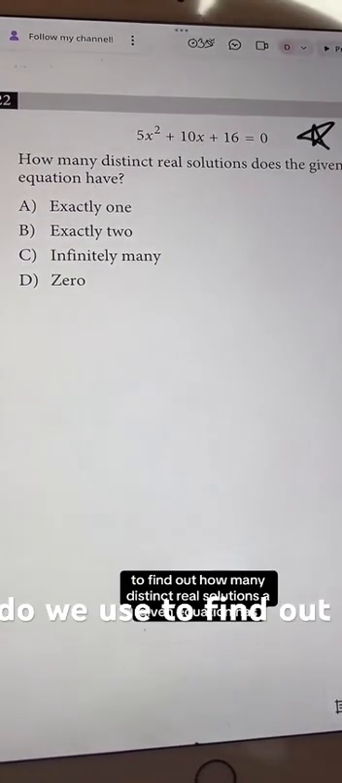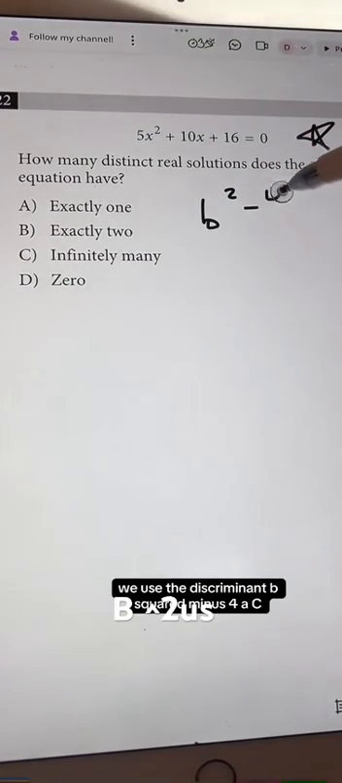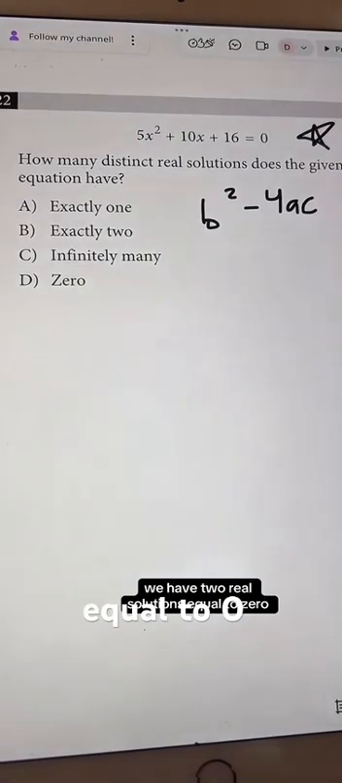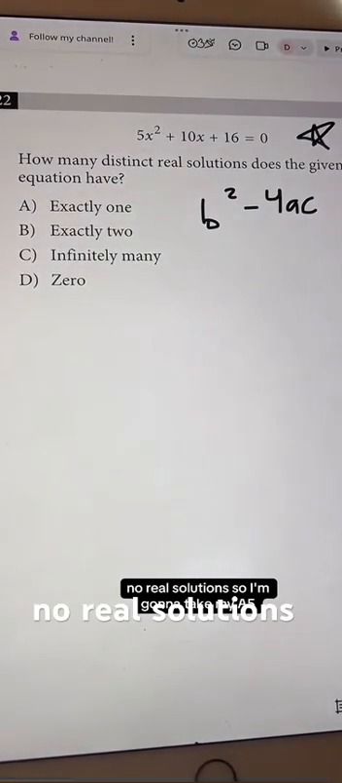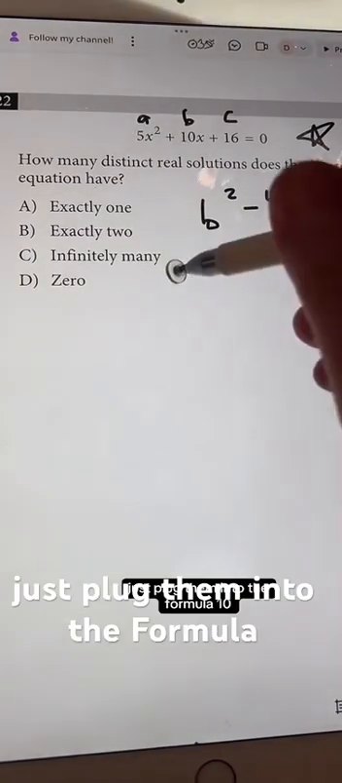What formula do we use to find out how many distinct real solutions a given equation has? We use the discriminant, b squared minus 4ac. If it's greater than 0, we have 2 real solutions, equal to 0, 1 real solution, less than 0, no real solutions. So I'm going to take my a, 5, my b, 10, and my c, 16, and just plug them into the formula.